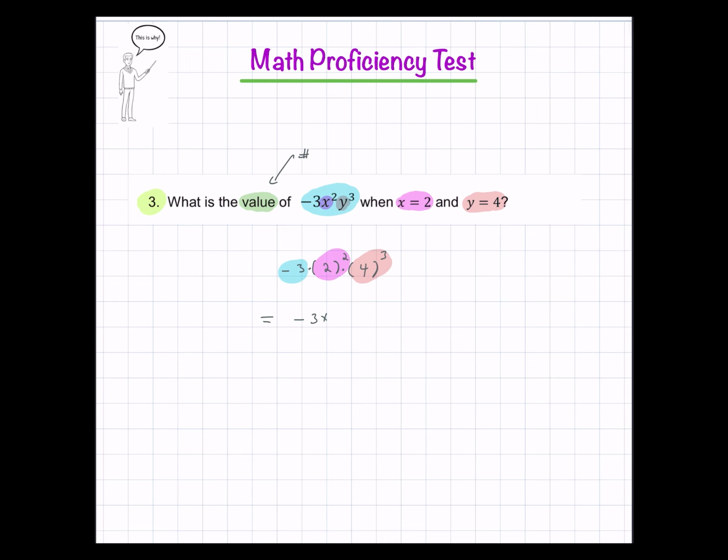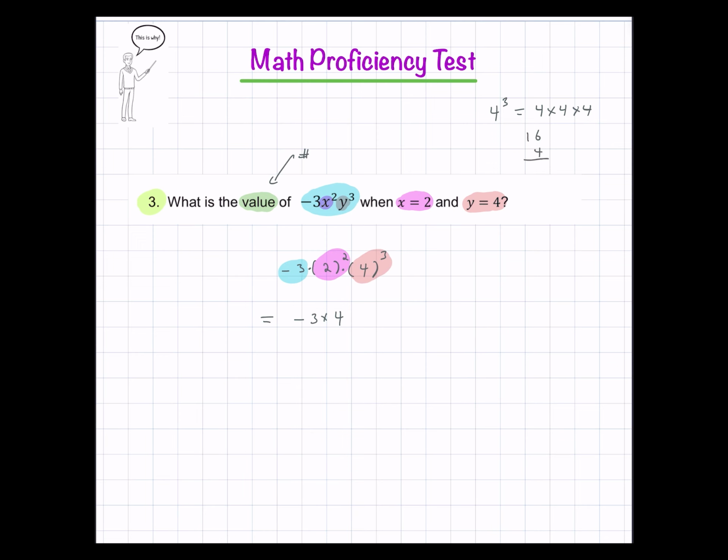But if you see something with a dot, like 3 dot x, or x dot y, or more commonly just 3 times x, or y x squared, that means y times x squared. So this is going to be negative 3 times, well, 2 squared is 2 times 2, which is 4. What about 4 cubed? We'll do this one in stages. This is 4 times 4 times 4. Hopefully we know that 4 times 4 is 16.